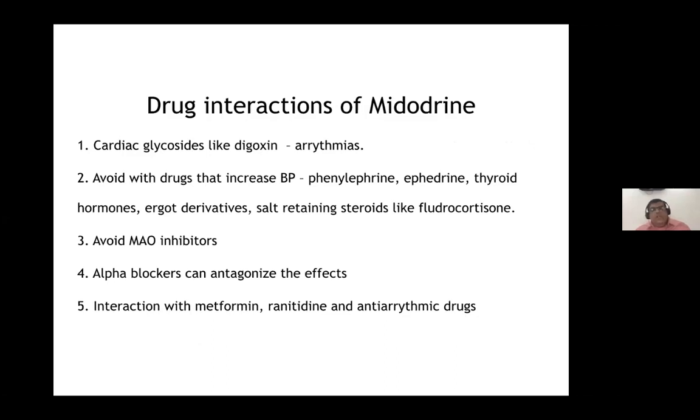The drug interactions of midodrine have to be remembered. You cannot combine it with digoxin. You cannot combine with other drugs which increase blood pressure like phenylephrine, ephedrine, thyroid hormones, ergot derivatives, or salt-retaining steroids like fludrocortisone. You can't give it with MAO inhibitors. If you give it with alpha blockers, then you can antagonize the effects.